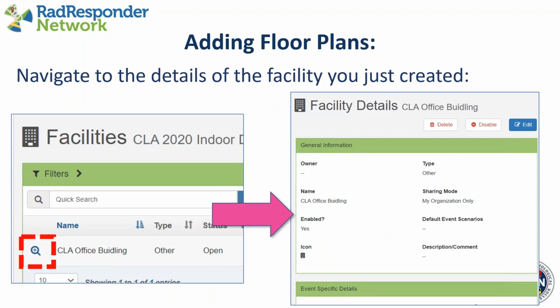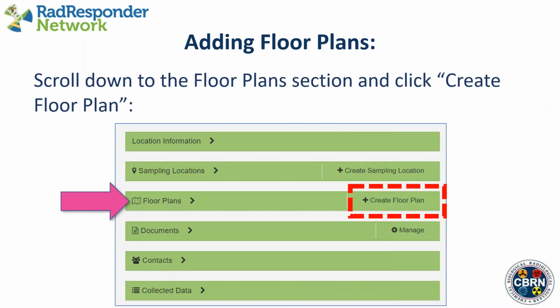So to add our floor plan, you're first going to navigate into the details for the facility that you just created. So in this instance, we're clicking our little magnifying glass next to our CLA office building facility. It brings us to the facility details page. And on that facility details page, I'm going to scroll down to the floor plan section and click Create Floor Plan. So in that floor plan's header, on the right side of that header, it says Create Floor Plan.